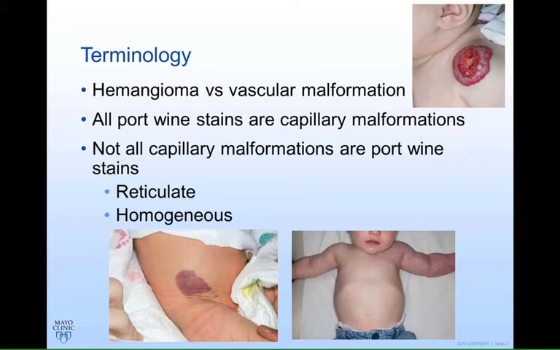Capillary malformations also can take on various forms, and so they can be more reticulate. Like the picture on the right, you can see it as a lacy purple-red birthmark. But on the left, you can see that it's quite homogeneous and pretty even throughout, and not very lacy or broken up.